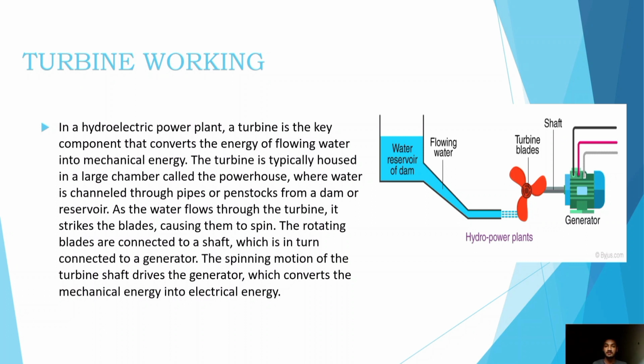The turbine is typically housed in a large chamber called the powerhouse, where water is channeled through a pipe or penstock, as we see in the figure, from a dam or reservoir. As the water flows through the turbine, it strikes the blades, causing them to spin. The rotating blade is connected to a shaft, which is in turn connected to a generator. The spinning motion of the turbine shaft drives the generator, which converts mechanical energy to electrical energy.